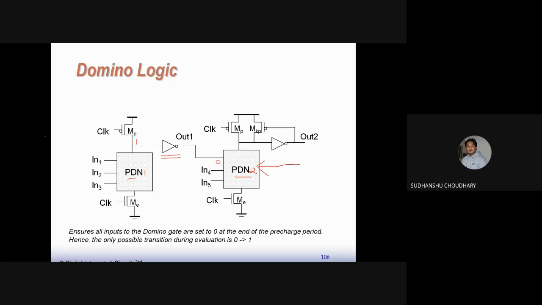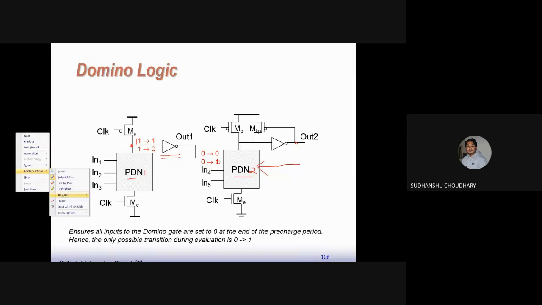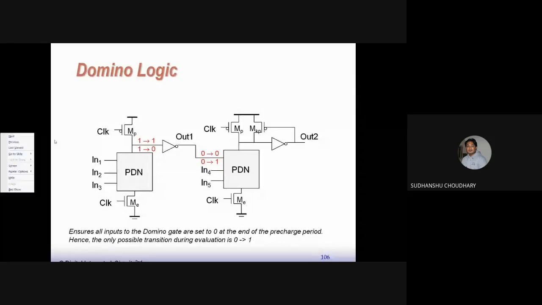That is during the pre-charge phase, when clock is 0. So during the pre-charge, this node is charged to 1 or VDD, and this node is also charged to 1, that is VDD. But the inputs of the pull down network 2 are now set to 0. That can be seen here maybe. Let me remove all this. So during the pre-charge phase, the output out 1 is set to 1, and because of this inverter, the input to this pull-down network is 0.